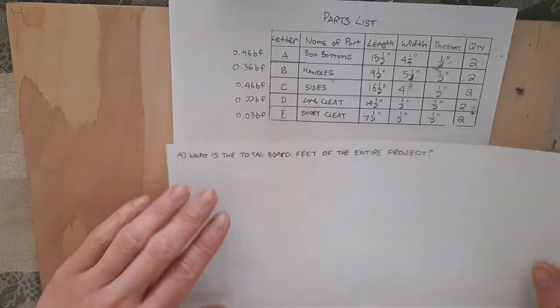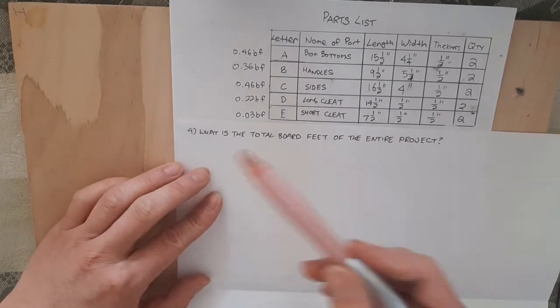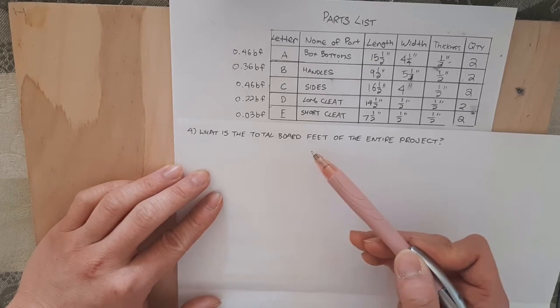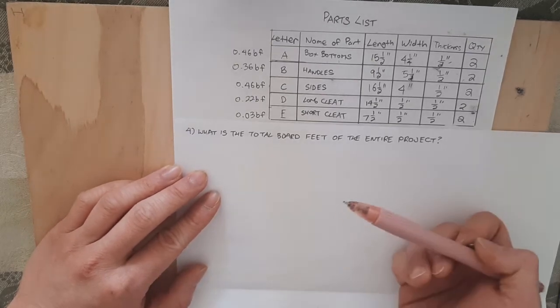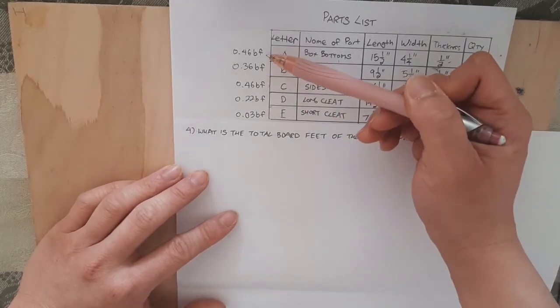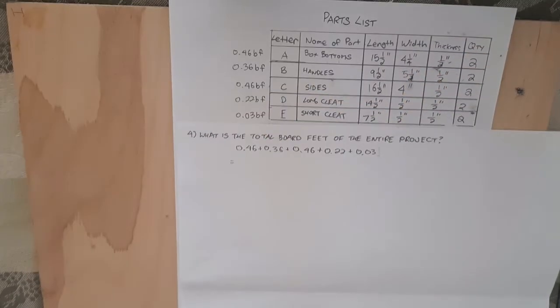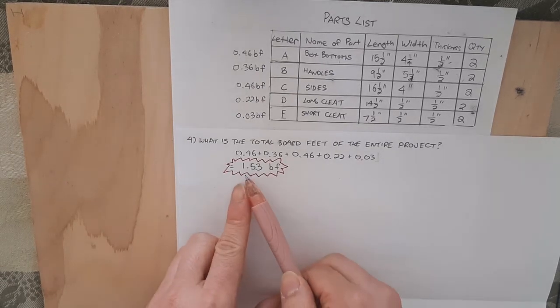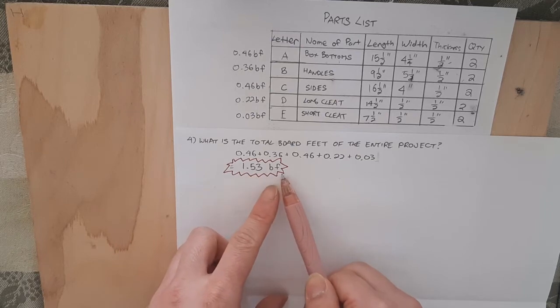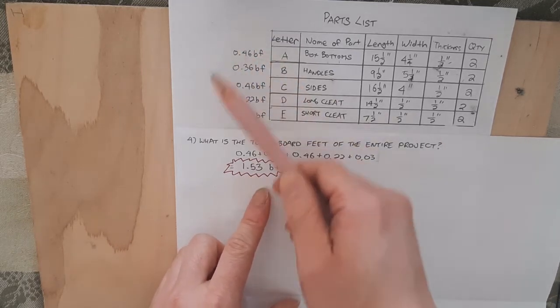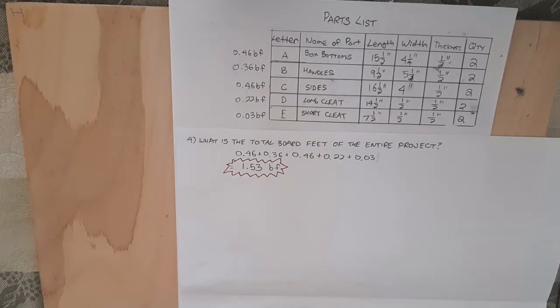Now, we're really close. What is the total board feet of the entire project? So really, to solve that, we would just simply add all of the numbers here. So here's your equation, and then you just add them all up, and that would give you 1.53 board feet, and so that is the sum of all of these pieces over here.